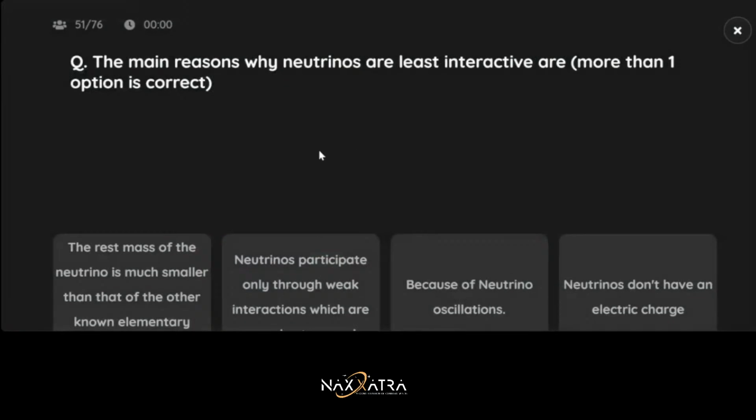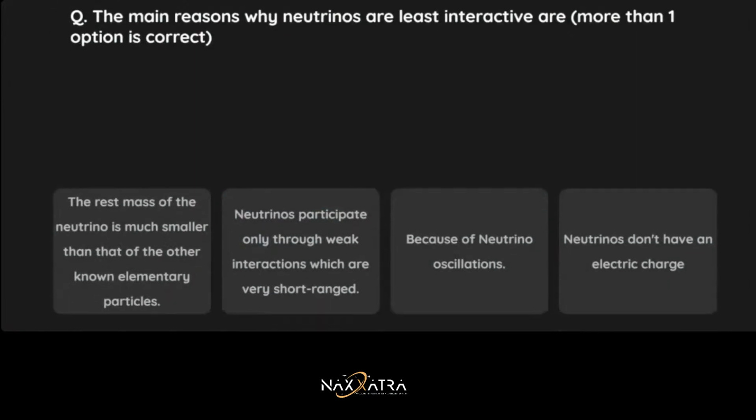Now, if you want to analyze this question, first we need to know the basic properties. Neutrinos don't have charge, so that makes them very tough to detect by electric or magnetic fields. So that is a correct answer. And neutrinos participate only through weak interaction, and that makes them very tough for us to detect, because weak interactions are very rare and short range.